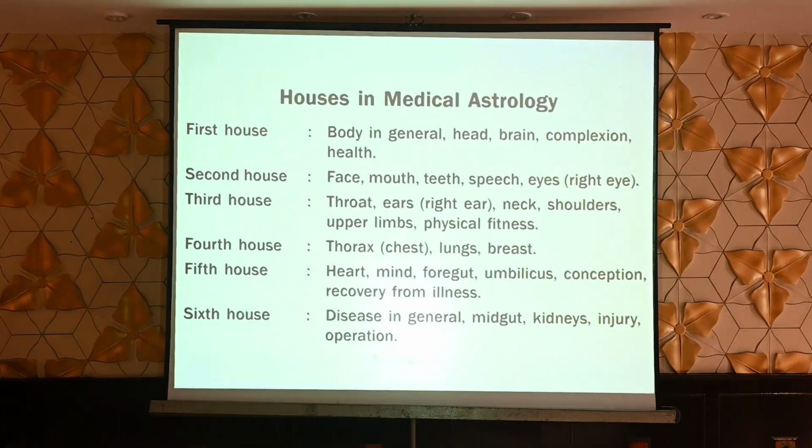Sixth house is the house for disease. I told you earlier, 6, 8, and 12 are bad houses for health. And sixth house is the general house for disease. And it also indicates midgut, which means the intestines, the appendix, cecum, and ascending colon, and so on. It also indicates kidneys, and it is injury, accident, operation. That is also the sixth house of the horoscope.